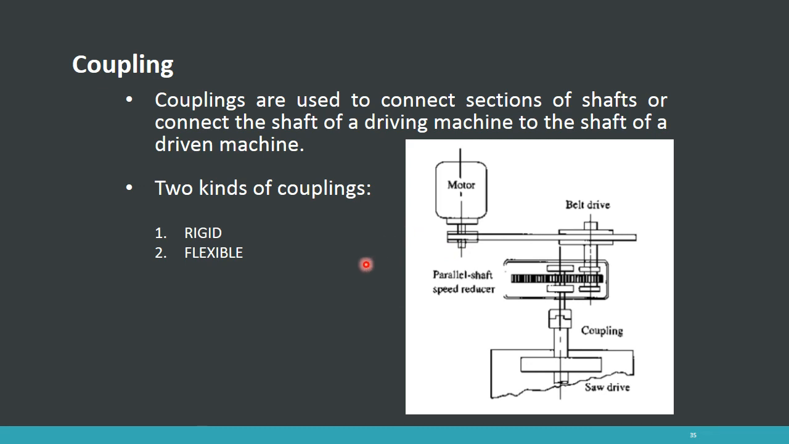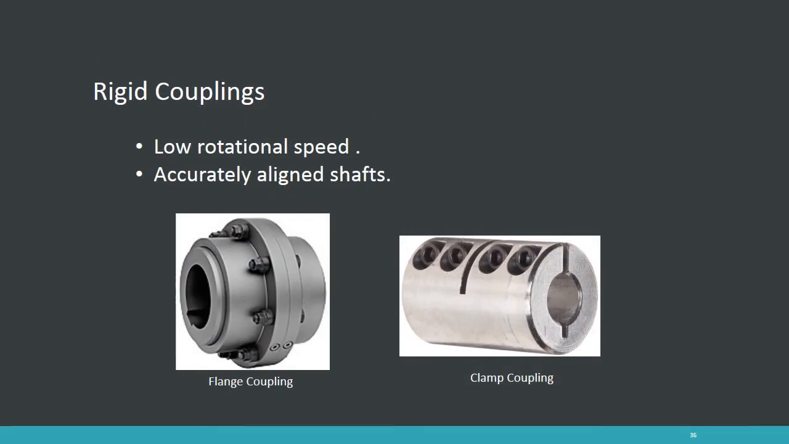And here I'm gonna talk about the coupling. We have two kinds of couplings: rigid and flexible. Rigid couplings are used for low rotational speed and for accurately aligned shafts. Examples of the rigid couplings, the most commonly used, are the flange coupling and the clamp coupling.